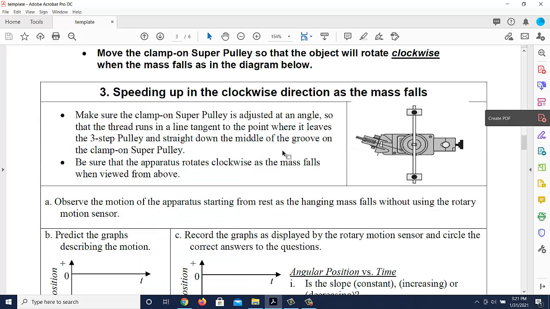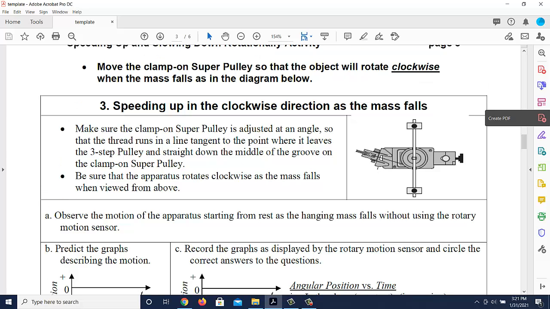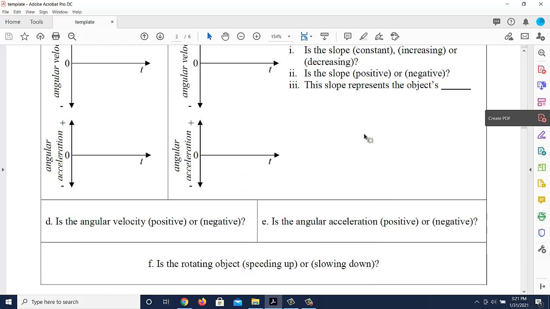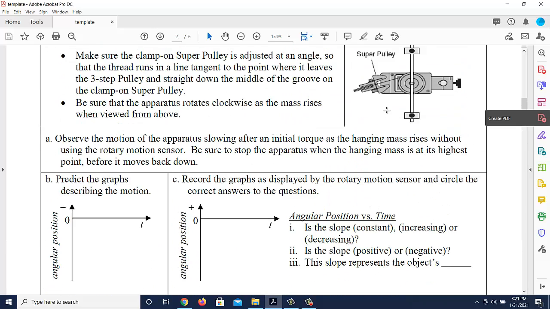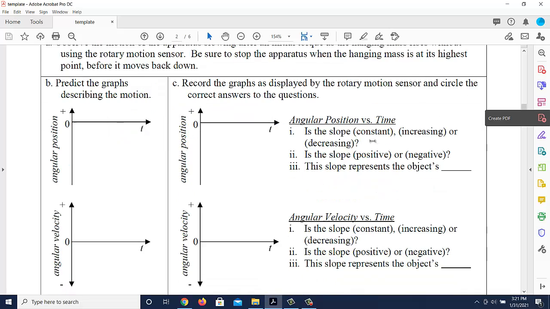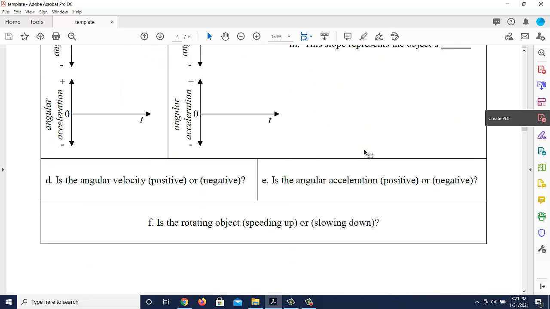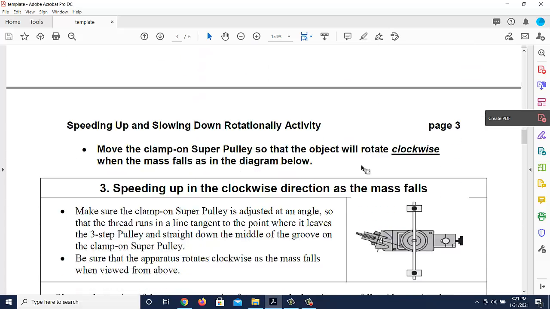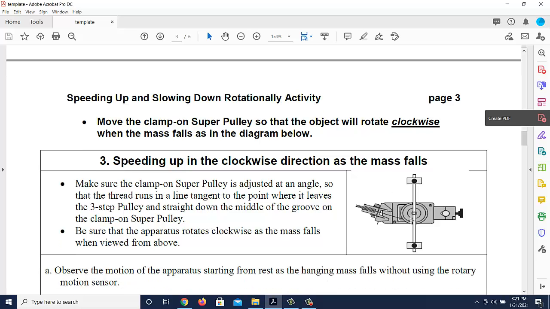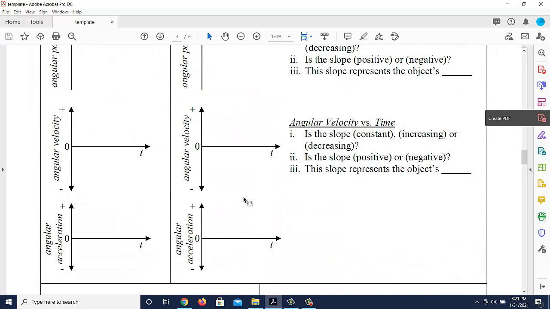Now in the third one, I want it to speed up in the clockwise direction as the mass falls. Do you notice how this is changed? Look at that picture and look at the previous one. See, so the string has to get wrapped the other way, and the pulley has to get turned so that the string comes off tangent from the other side. As you might imagine here, as you let the mass fall, this is going to rotate now clockwise, and speed up, basically. Same kind of pattern.